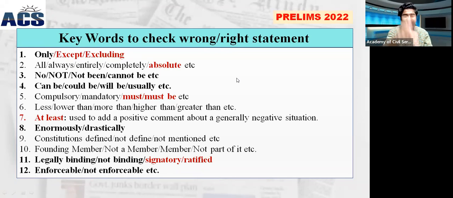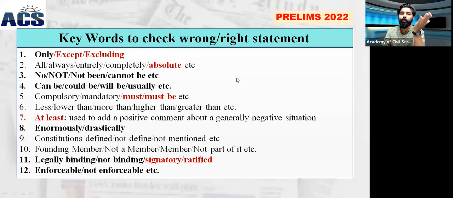These keywords we have already taken in the previous sessions. Whenever you read a question of UPSC, if you see any of these keywords in that particular statement, there is a higher chance it can go wrong, it can go right also. That means you have to read those statements carefully in a repeated manner. You have to highlight the keywords. So this way we will solve the questions included in these sessions. Like only, except, excluding, all, always, entirely, completely, not been, can be, could be. All these things we have discussed earlier. So these keywords you have to keep in your mind.